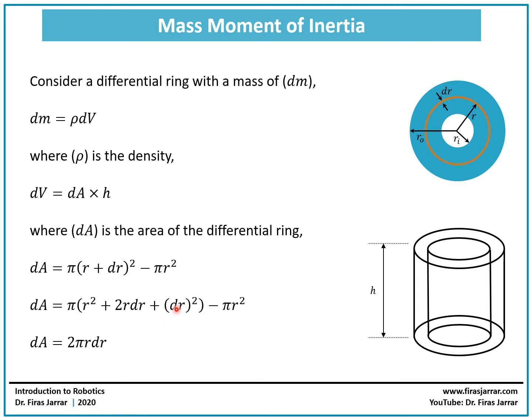And dr is a small number. Whenever you take a small number and square it, it's going to be much smaller. For example, if you take 0.1 and square it, you're going to get 0.01. And you can see that therefore this term can be neglected. Simply, the area of this differential ring will be 2 pi r dr from the remaining term here.